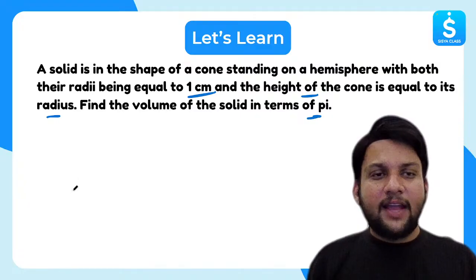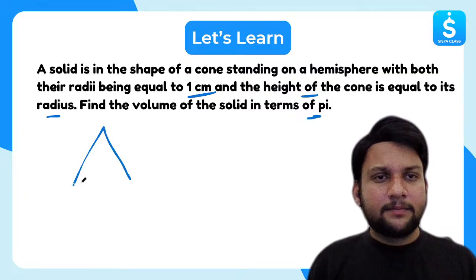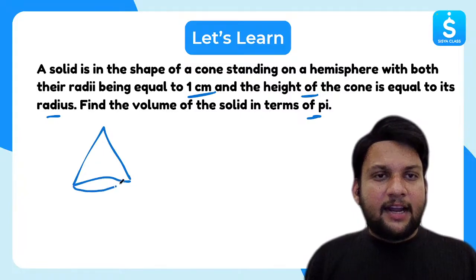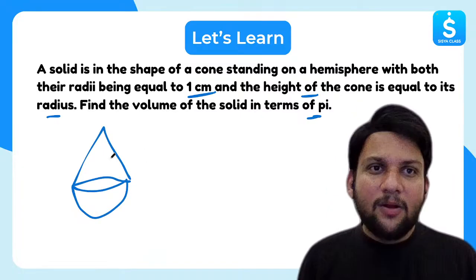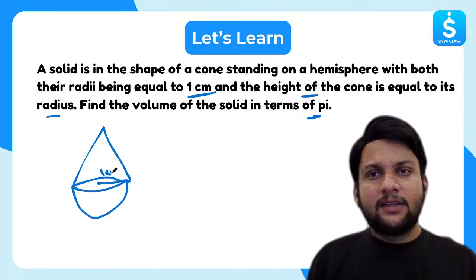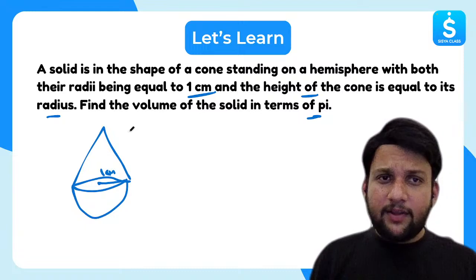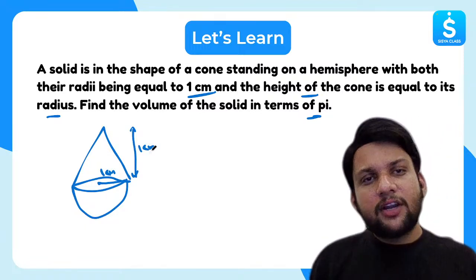What is it? We have a cone standing on a hemisphere. That is, if we have a cone like this and it is standing over a hemisphere like this. Clear? Okay, now both radii are equal to 1 centimeter, that is, this is 1. And the height of the cone is also given. Very nice. Height of cone is equal to its radius, 1 centimeter. Now what should we do?